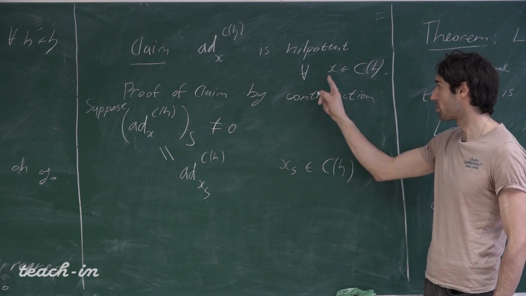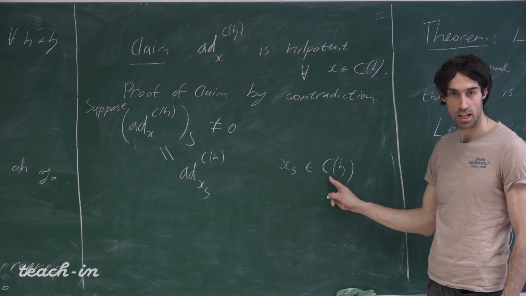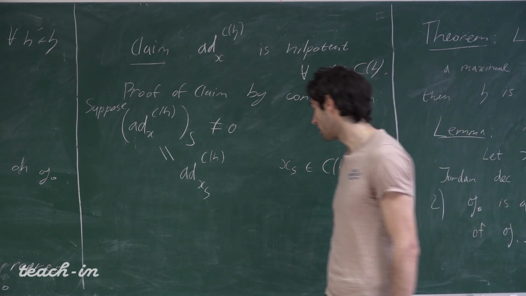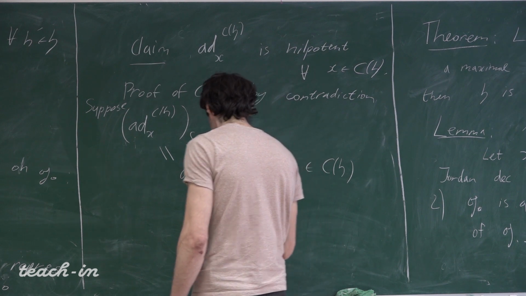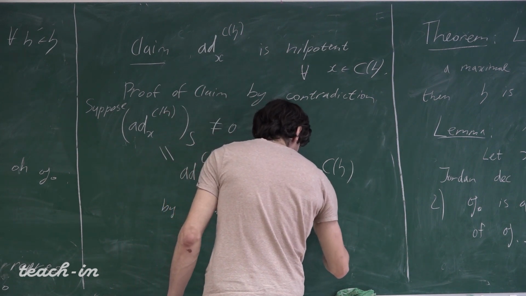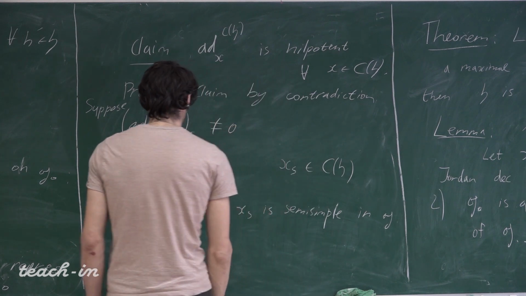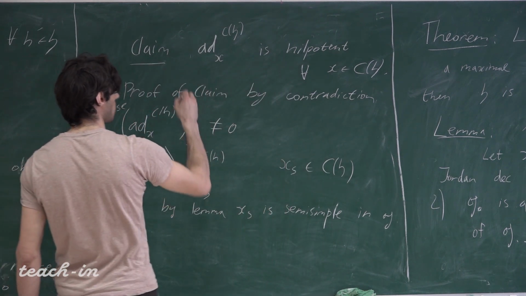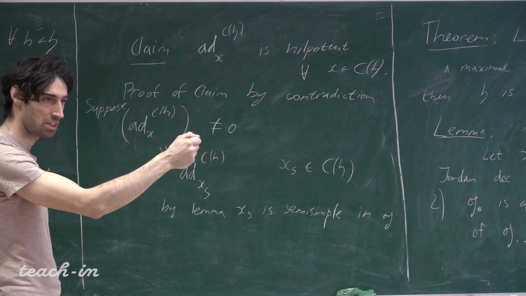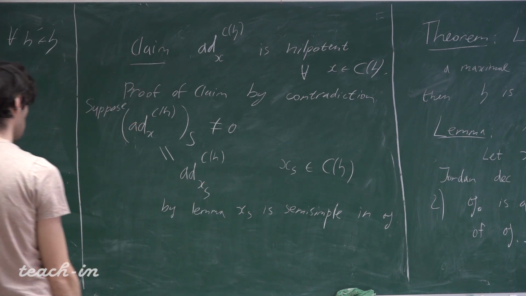It corresponds to the Jordan decomposition of x in C(H). But we just proved in the lemma that the Jordan decompositions in C(H) and in G coincide. Therefore, this element is also semisimple in G. So by the lemma, xs is semisimple in G. All right, so we would like to contradict the maximality of H. We are constructing some semisimple element that we would like to add and make a bigger toral subalgebra. That's our trick.